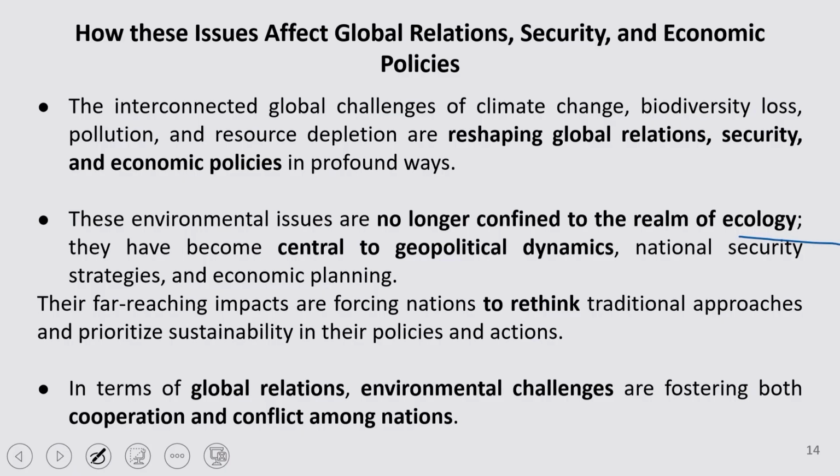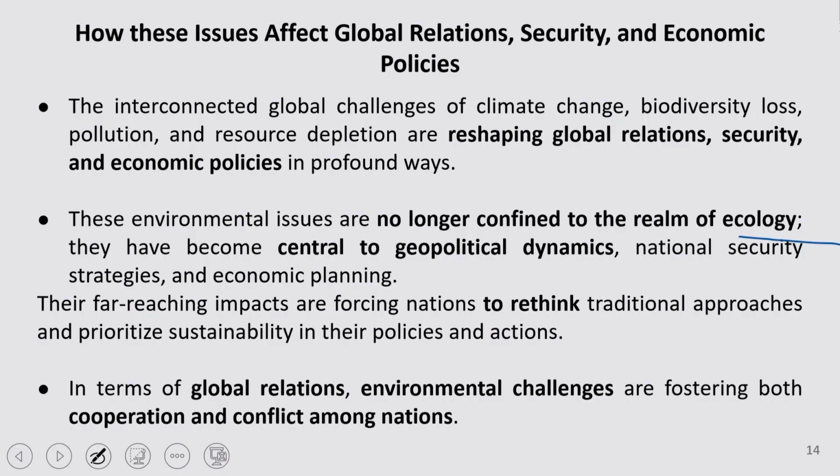On the other hand, tensions often arise between developed and developing nations over responsibility and funding. As we have discussed in the previous lecture too, developed countries which have historically contributed more to environmental degradation and pollution are often called upon to provide more financial and technological support to the newly independent countries, the developing nations. This dynamic can strain relations if commitments are not met, highlighting the need for equitable solutions.